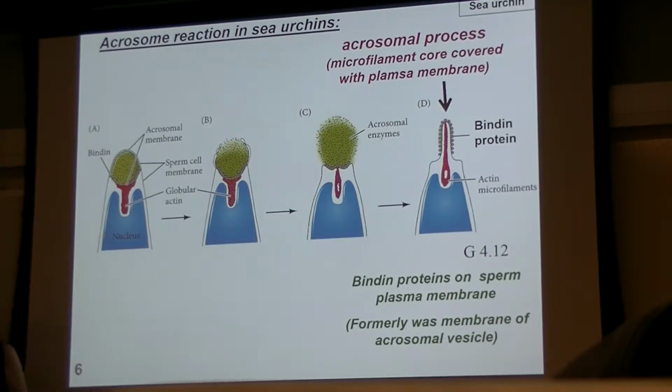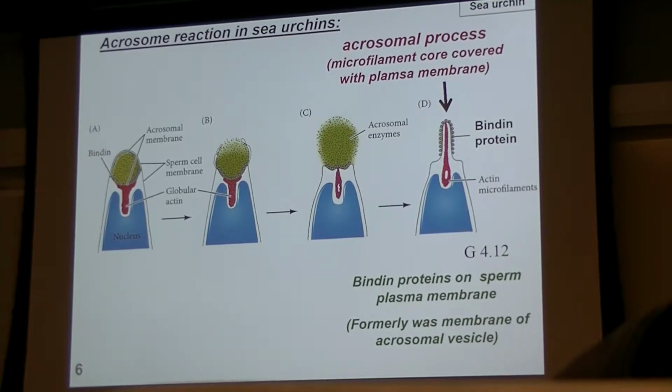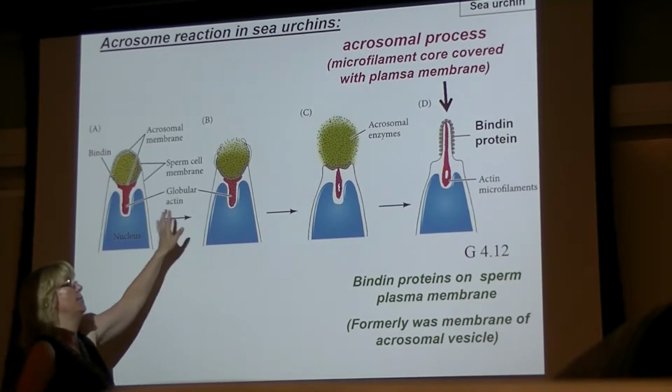Initially, we have a number of actin monomers. These are called globular actin because they're basically in more of an individual rounded shape. But actin has the ability to polymerize and become a long filamentous type of molecule. And that is exactly what tends to happen.